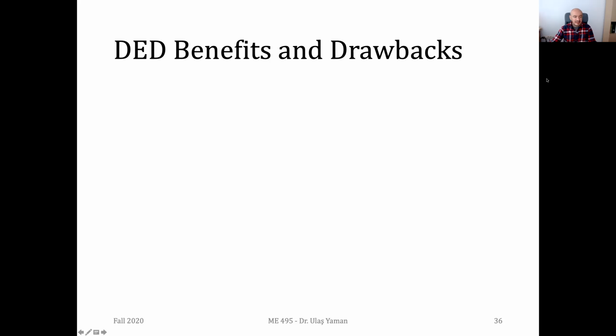Okay, let's continue with the last slide of this chapter, the DED chapter. We discussed the advantages of direct energy deposition systems. Now it's time for some disadvantages. The first one is actually the poor resolution and the surface quality.